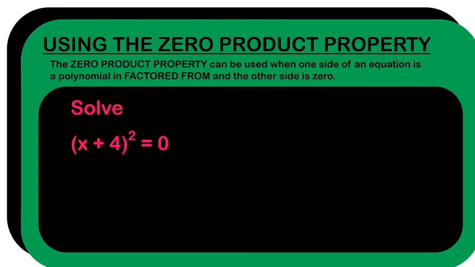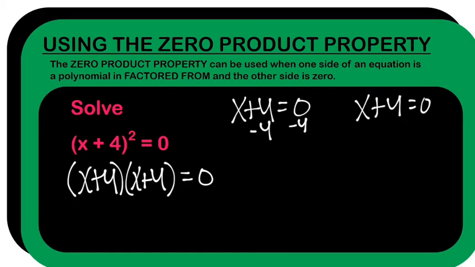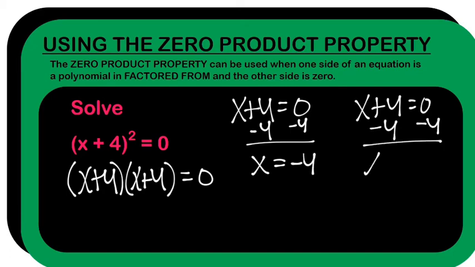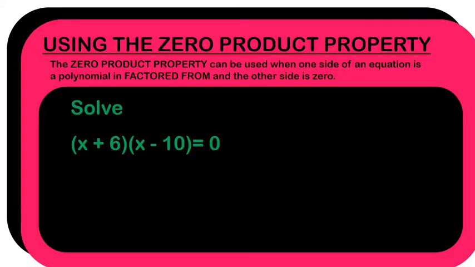This problem is a binomial squared problem, which I'm going to rewrite x plus 4 times x plus 4 equals 0. And so if we want those two binomials to multiply together and equal 0, we need x plus 4 to equal 0, and we need x plus 4 to equal 0. So I subtract 4 on both sides, and I get x equals -4. So it looks like there's two solutions, but the two solutions are the same, and that is sometimes called a repeated root.